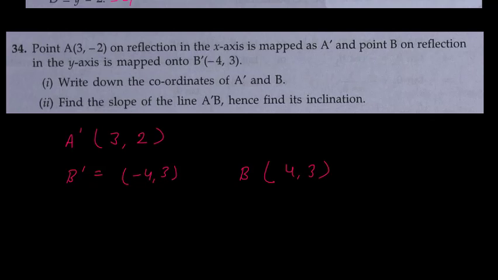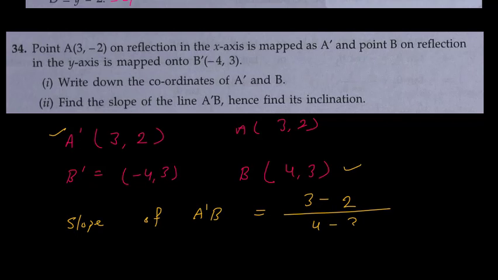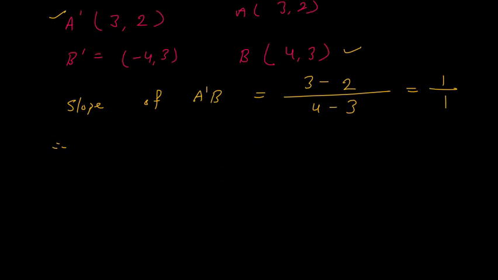Okay. So we have A dash, B dash, B. A is also there. A is 3, 2. Now what we have to find? Write down the coordinates of A dash and B that you have done. Find the slope of line A dash B. So simple. The slope of A dash B is equal to, now it is y2 minus y1, 3 minus 2 divided by 4 minus 3. So 3 minus 2 is 1, 4 minus 3 is 1. So the slope of A dash B is 1.